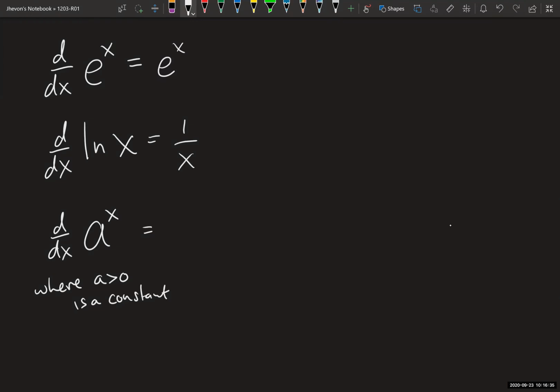Is it x times a to the x minus 1? No. What happened here? What is the issue? Why is that no? What did they try to do just now? Because the exponent is a variable and it's not a number. Before it was x to the some number, now it's some number to the x. Right, so this is a common error.